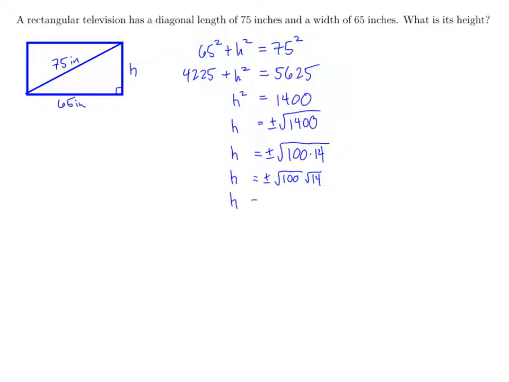And then at last I can write that h is then positive or negative 10 times the square root of 14. Of course, this is a height, so I'm going to use h equals 10 times the square root of 14. I know at this point that 10 times the square root of 14 is the fully simplified answer because 14 does not have any perfect square factors. So that's my exact height. If I use a calculator to approximate it, I'll find that h is approximately 37.4.